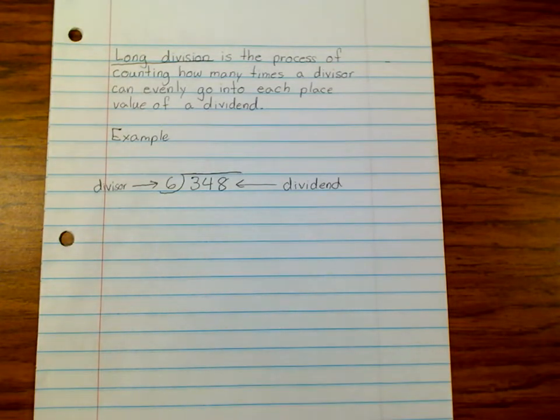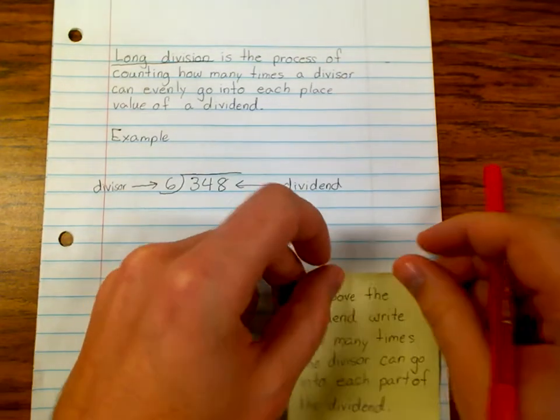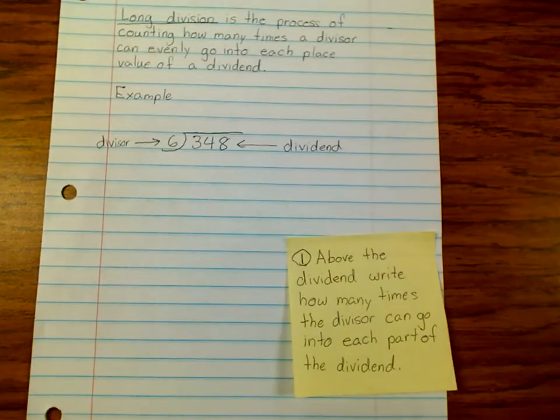Now, there's many steps to this. In fact, there's 3 good steps that you should always remember when doing long division. The first is, above the dividend, write how many times the divisor can go into each part of the dividend. Ooh, boy, that sounds a little confusing. Let me break that down a little bit easier.